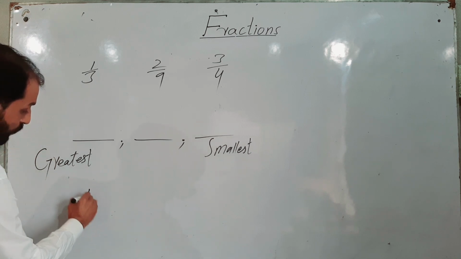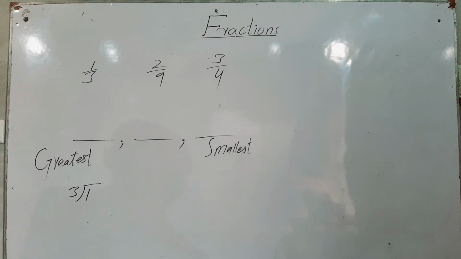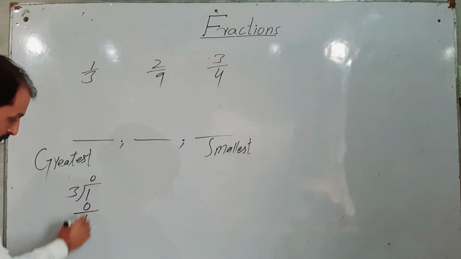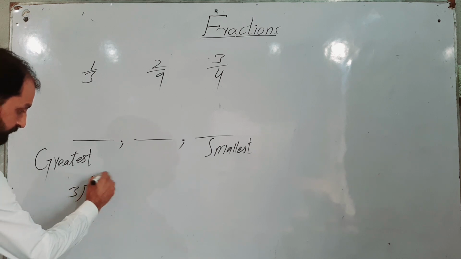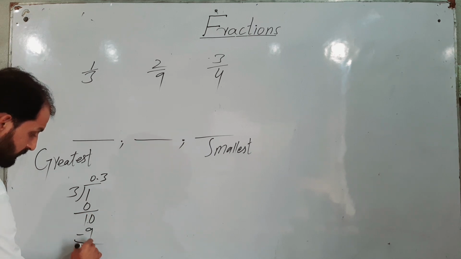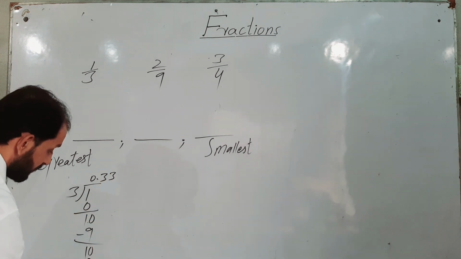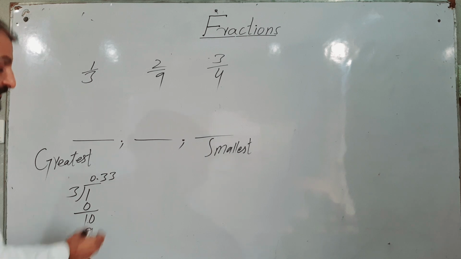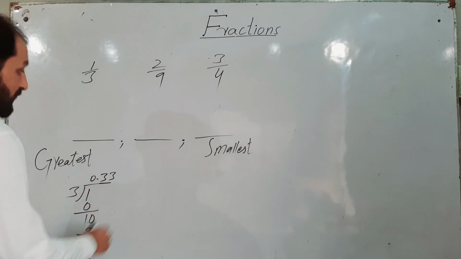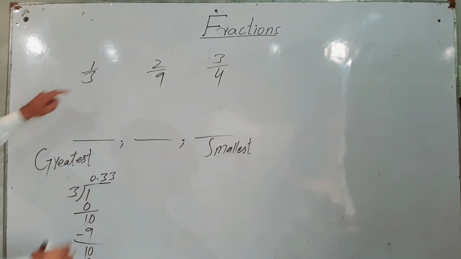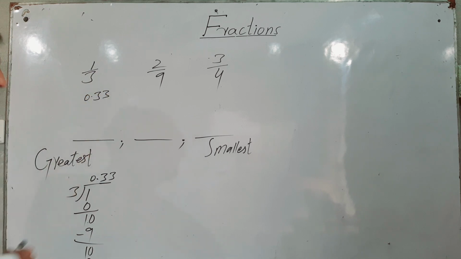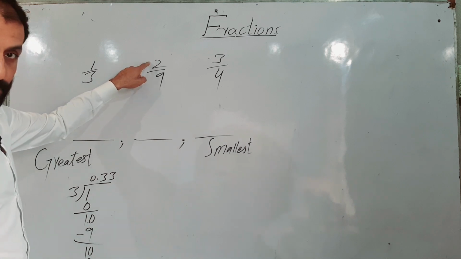1 divided by 3. 1 inside. When we divide, 3 zeros are 0, 1, place a point, 0, 3 threes are 9, again subtracting, 1, 0, 3 threes are 9. We will just find the value up to 2 decimals. It means a decimal point and 2 places. What is the value of 1 divided by 3? We will just write the answer of this as 0.33.